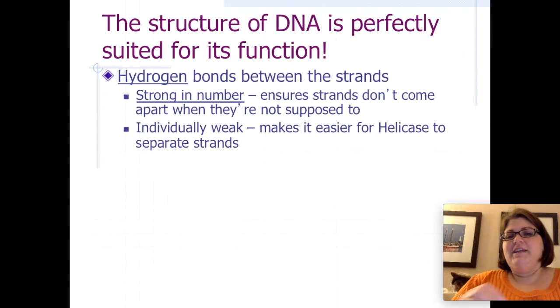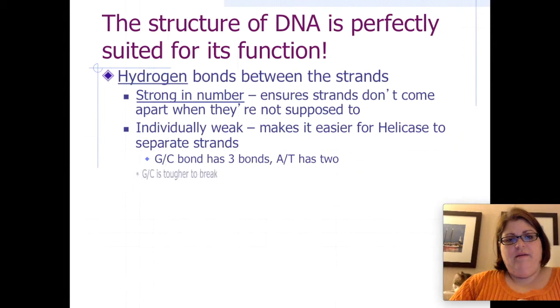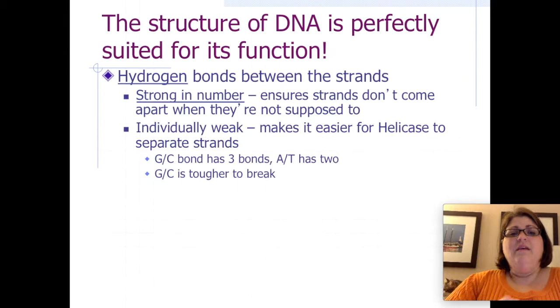However, the idea that each individual hydrogen bond is very weak is very important to DNA's functioning. In order to use DNA for anything, whether we're making a copy of it or using it to make proteins, we have to pull apart the strands in order to expose the bases. And by having that be held together with hydrogen bonds, it makes it much easier for an enzyme like helicase to get in there and slowly peel it apart and expose one base at a time. Just a side note: because C and G have 3 bonds and A and T only have 2, the guanine and cytosine bond is a much tougher bond to break apart.